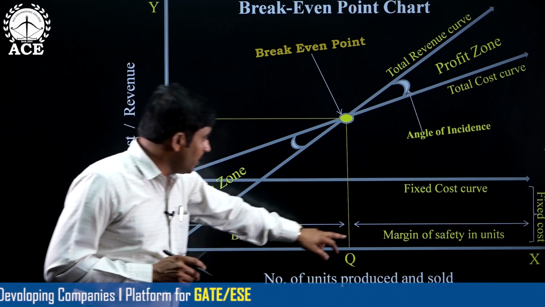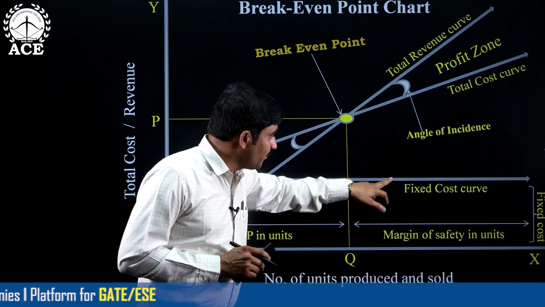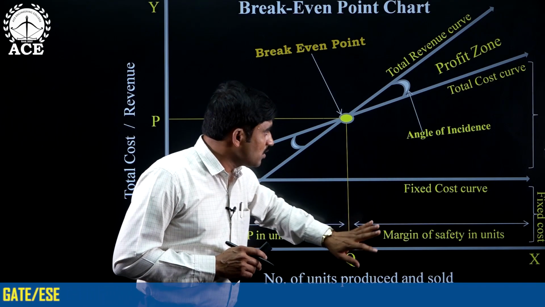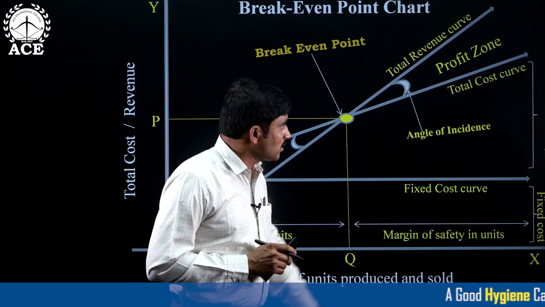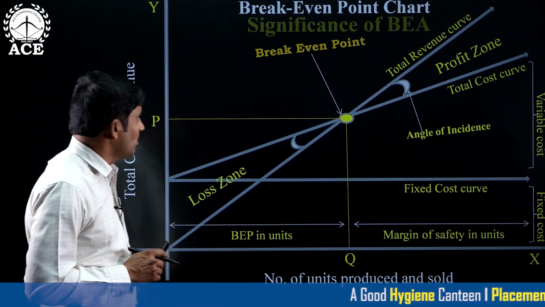Similarly, here the area between the x-axis and the fixed cost curve is the fixed cost, and the area between the total cost curve and the fixed cost curve is the variable cost.